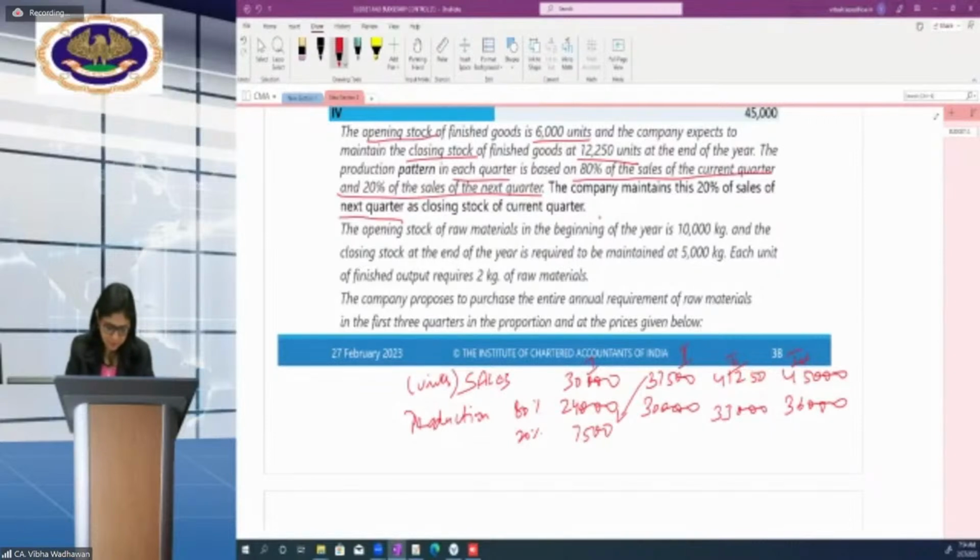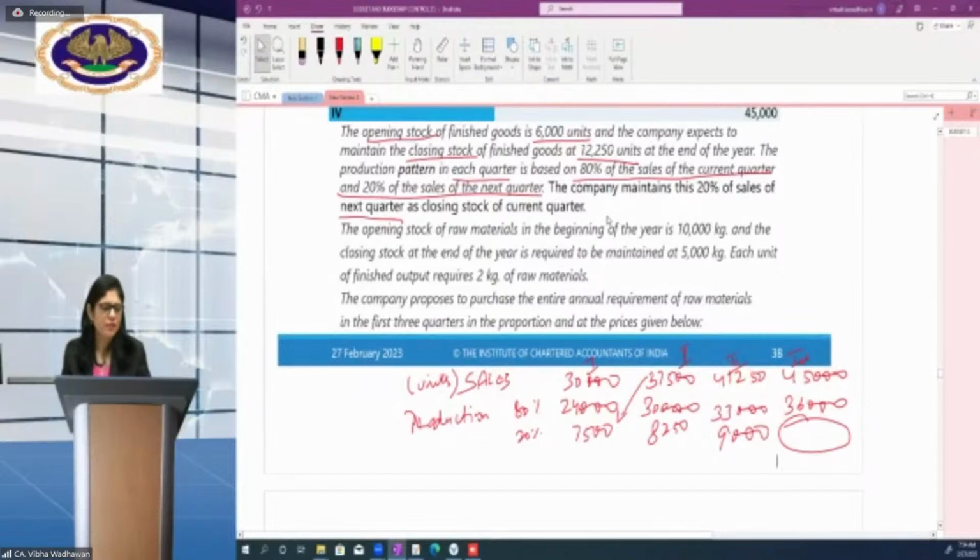41,250, 8,250. Just cross check the answers, please. 45,000, 9,000. Now, how to do it for the last quarter? Let us find out. I hope the figures so far are correct.